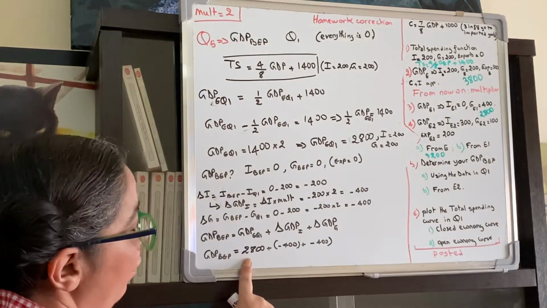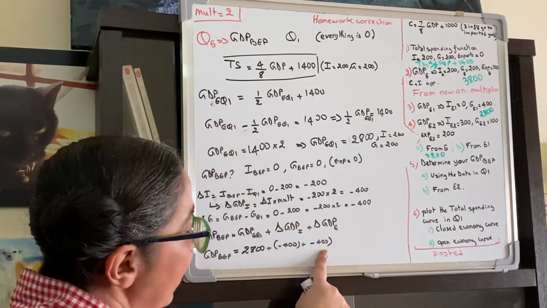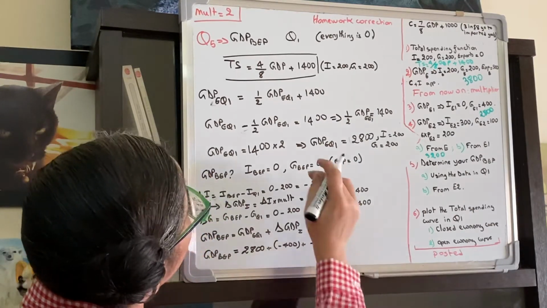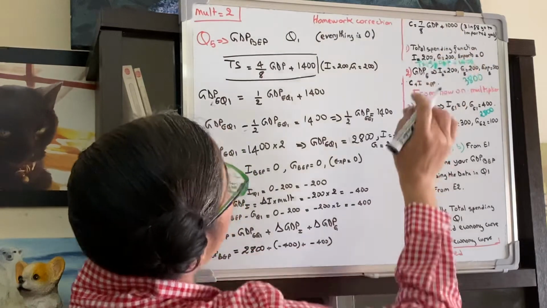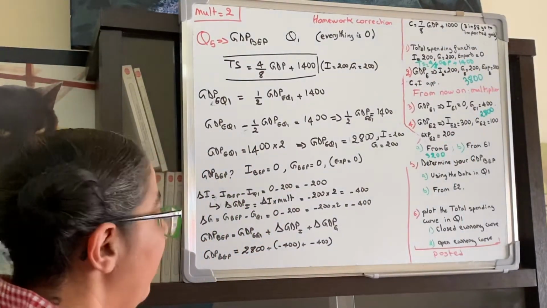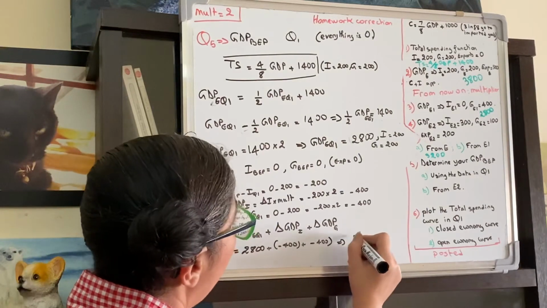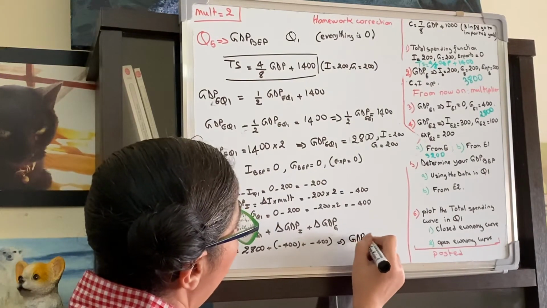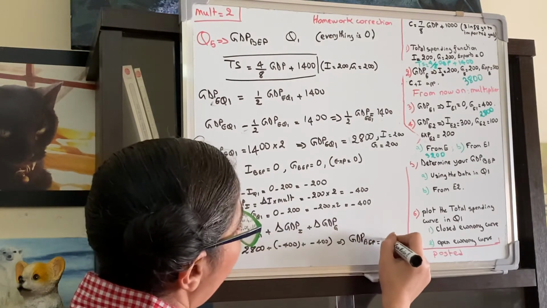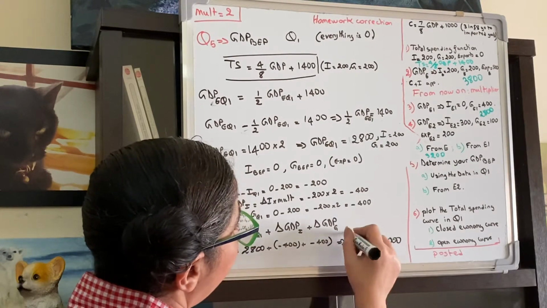So it's 2,800 minus 800. That would be 2,000. And that's exactly what you would find if you set everything to 0 using the C plus I approach. Okay, GDP at BEP is equal to 2,000.